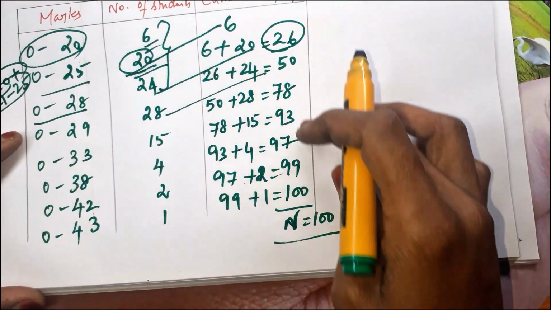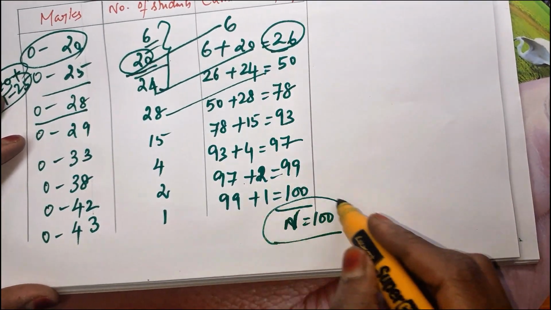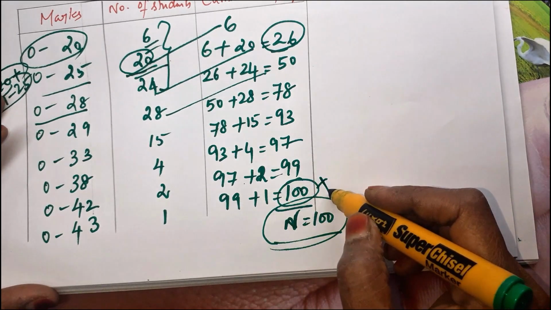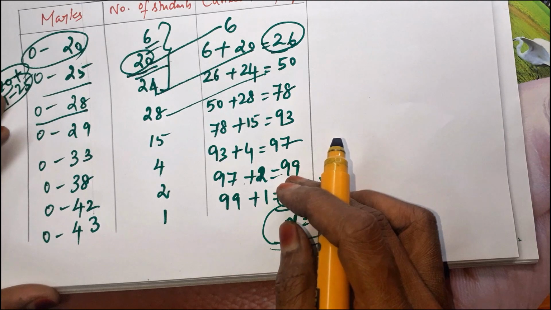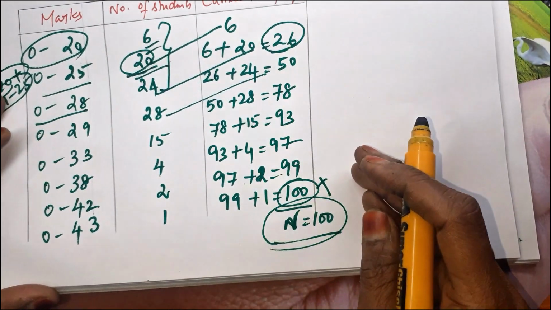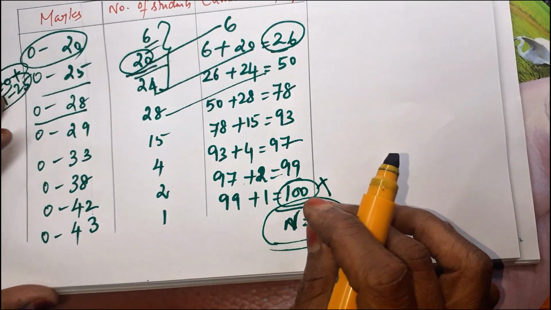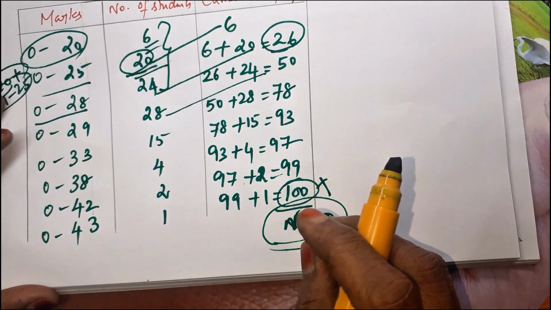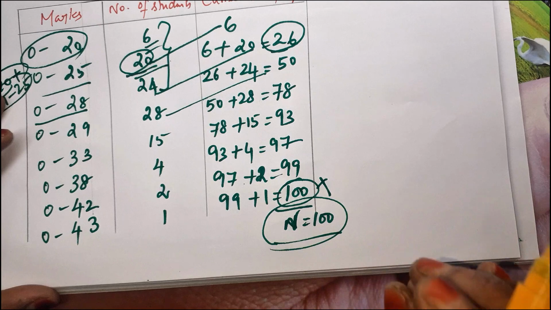When you find the cumulative frequencies, the last value we get is n. If you are not getting n, it means somewhere you have made a mistake. So you can redo it and rectify your mistake. Keep this in mind: whatever cumulative frequency we get at last is the total number of frequencies.